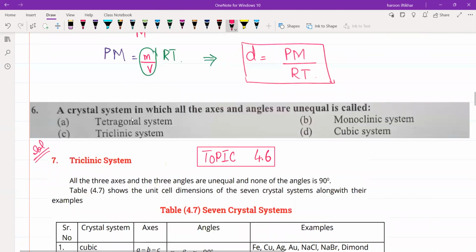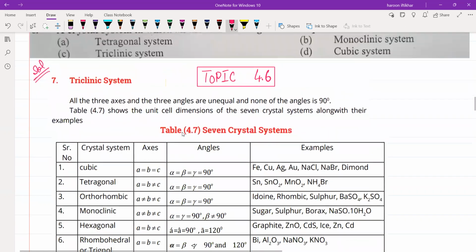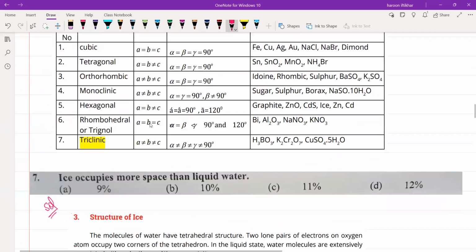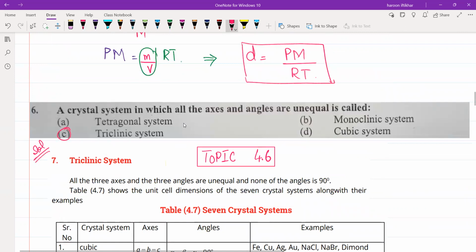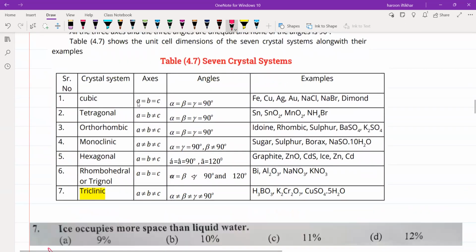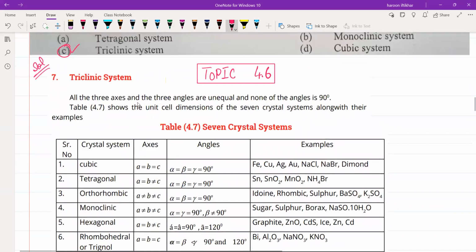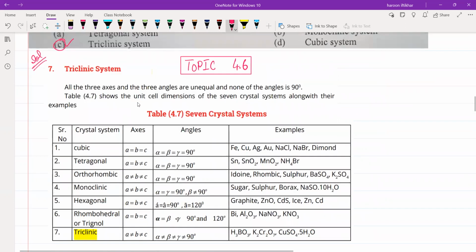Now, the crystalline system in which all the axes and angles are unequal is a triclinic system. You can see table 4.7 in your book, and C is the right answer because no angle and no sides are equal. So C is the right answer. This is topic 4.6. You can go through the topic as well, and study the triclinic system as well. Okay, so that's very simple. You just have to see in chapter number 4, topic 4.6.